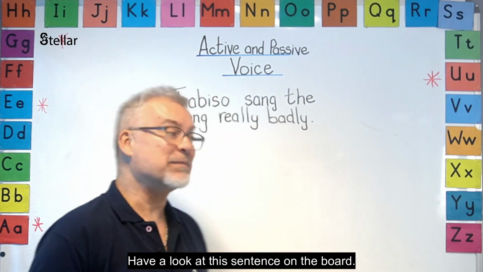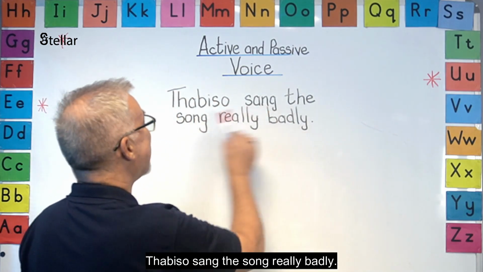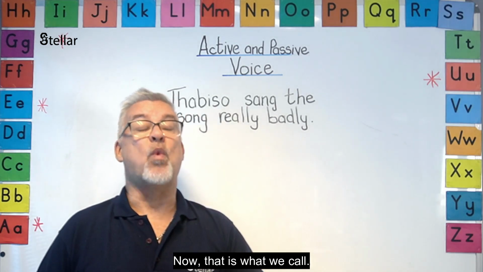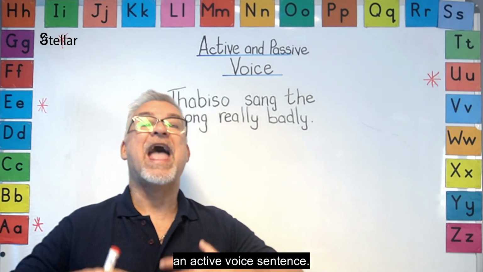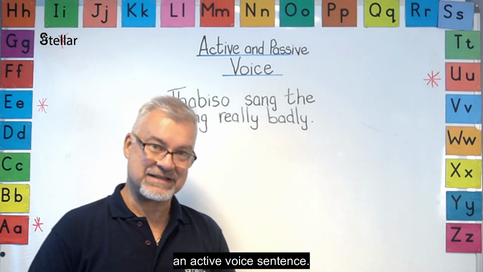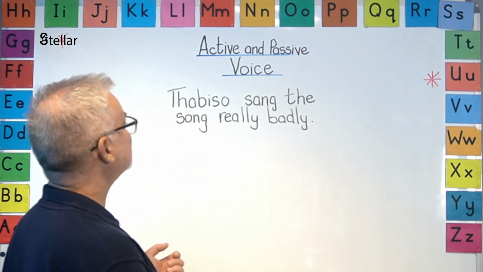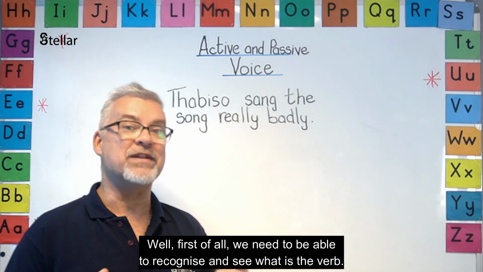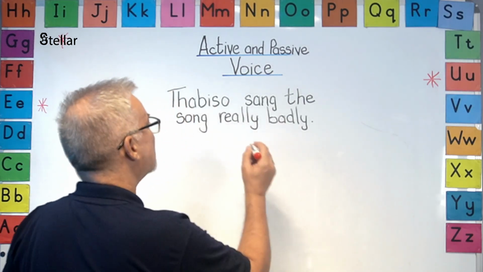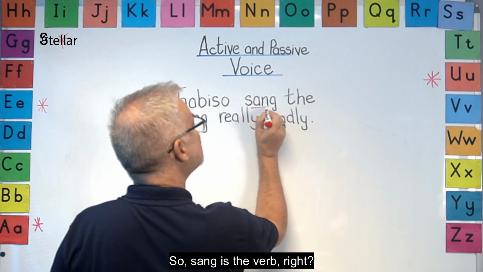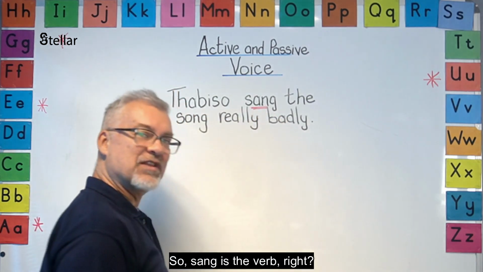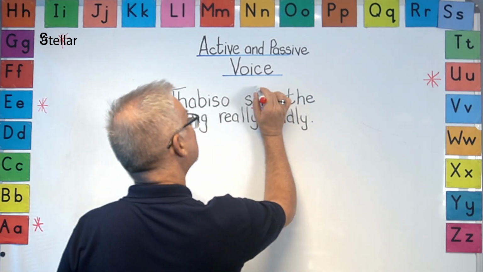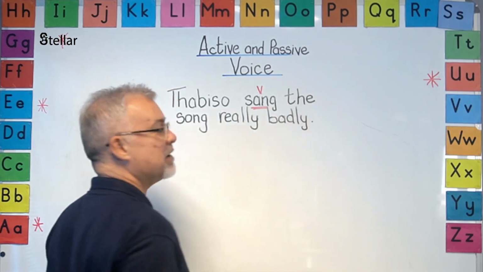Have a look at the sentence on the board. Tabiso sang the song really badly. Now that is what we call an active voice sentence. Let's have a look why. Well, first of all, we need to be able to recognize and see what is the verb. What is being done? Well, sang. So sang is the verb, all right? What did he do? He sang. So we recognize the verb.